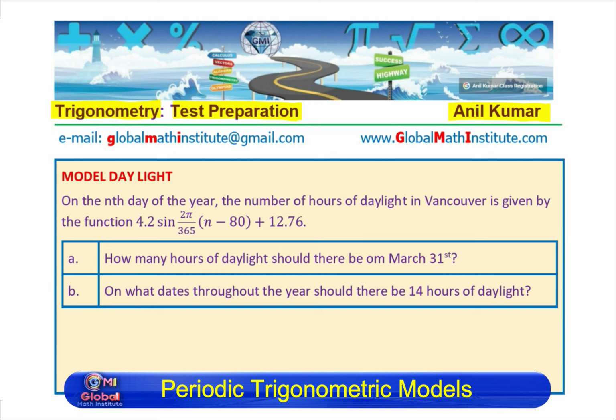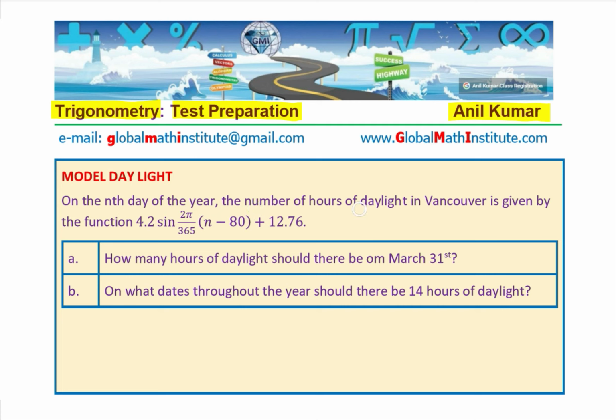Here is a question based on modeling of daylight. On the nth day of a year, the number of hours of daylight in Vancouver is given by the function 4.2 sine of 2 pi by 365 times n minus 80, plus 12.76. How many hours of daylight should there be on March 31st? On what dates throughout the year should there be 14 hours of daylight?